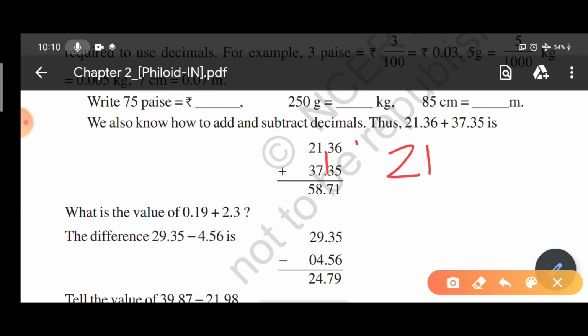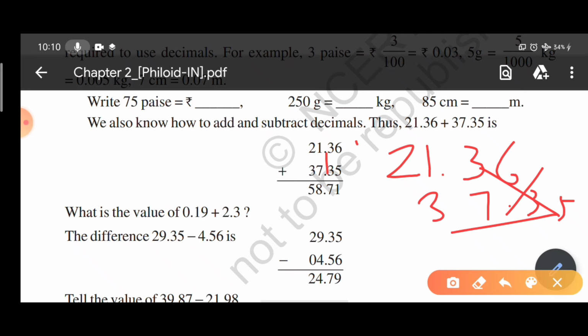If you change the order, if you write it like 37.35, then you will do it in a wrong way. The exact way is that you have to follow this pattern. Now you can simply add 6 and 5, 11, in that way you can add these values. For subtraction as well, you have to keep in mind that your decimal must come below the decimal of the number that you are writing ahead of it.